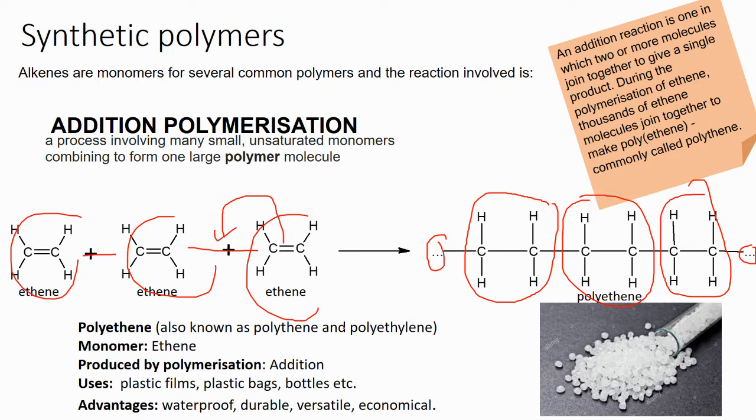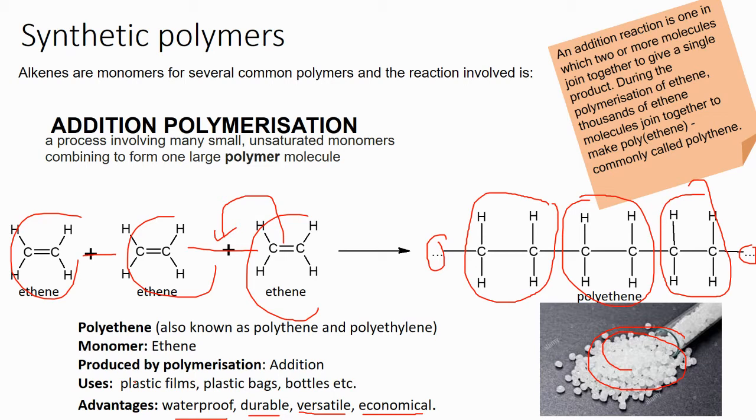Polyethene is probably the most used plastic in the world. It's used for plastic films, plastic bags, bottles, etc. This is how they take the raw product and they melt these little balls of plastic down, and they can make a whole lot of different other things. Now, the advantages of this material is it's waterproof, it's durable, it's very, very versatile, can be made into lots of different things, and it's very economical because the ethene comes from crude oil. So as a byproduct, it is very cheap.